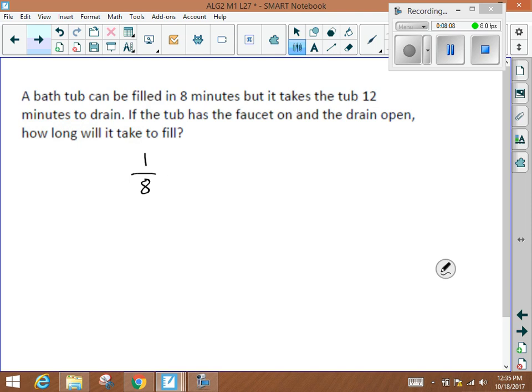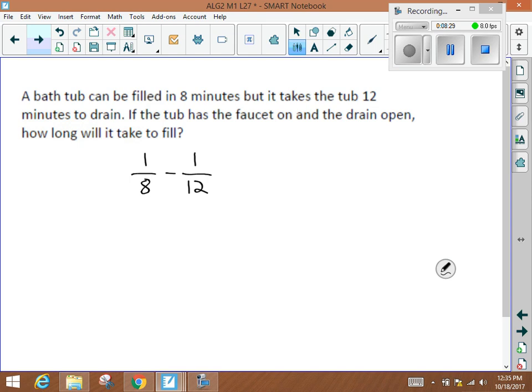Anyhow, sorry, we're subtracting here when we're draining the tub, right? So 1/12 of the bathtub gets drained in 1 minute, right? And 1/8 of it gets filled. Sorry, and 1/8 gets filled in 1 minute.